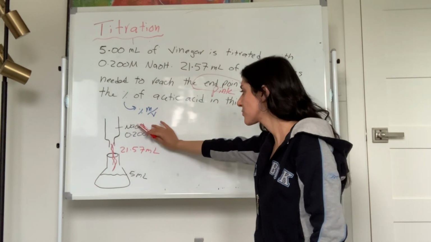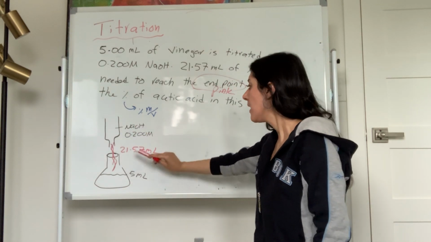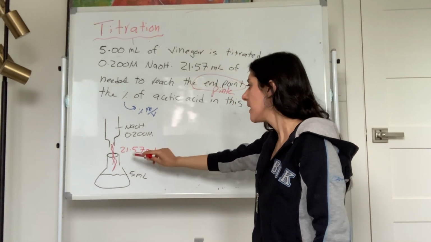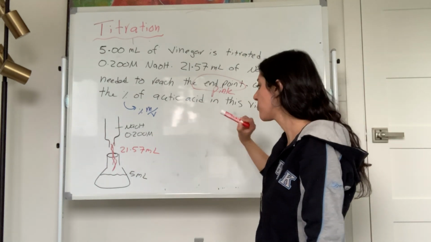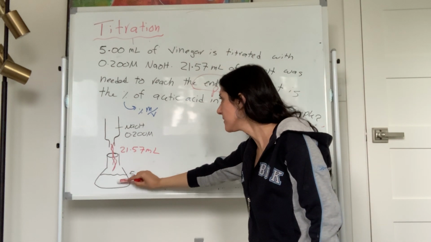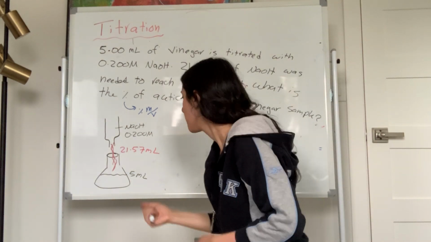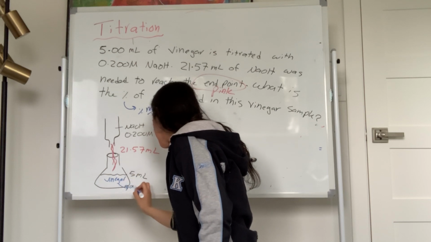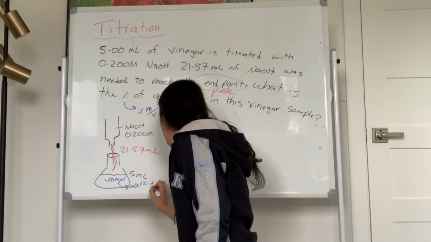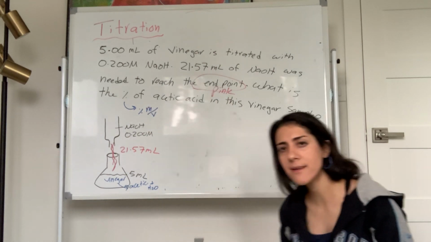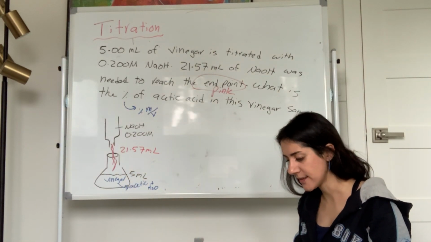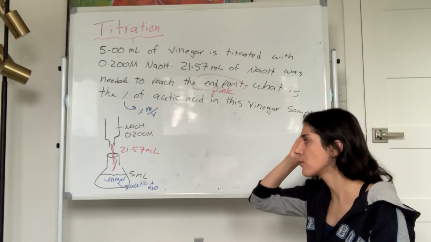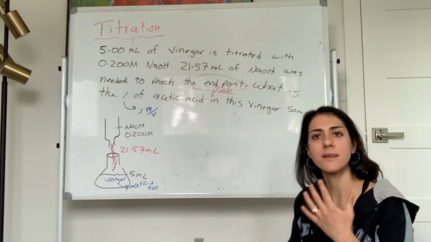So again, let's go over this one more time to make sure you really understand this. Here's my setup. I have sodium hydroxide, 0.2 molar. I did a titration after 21.57 ml of sodium hydroxide. Then it turned pink. It reached the end point. And I want to figure out, so here's my vinegar sample, right? And remember, vinegar has acetic acid and water in there. So I want to figure out how much acetic acid was in 5 ml solution of vinegar, and percentage is mass over volume.